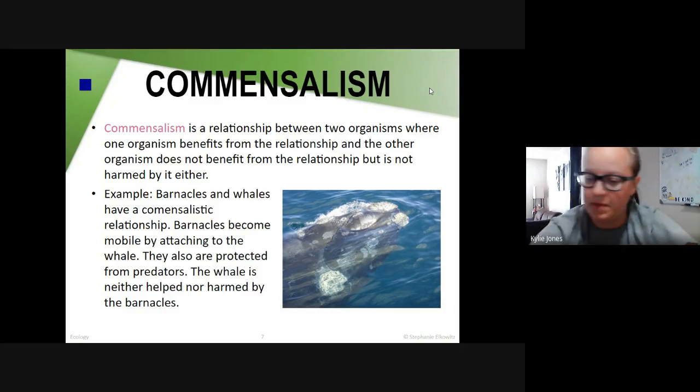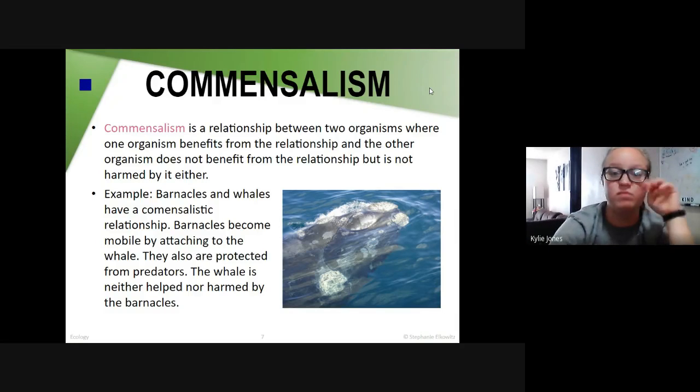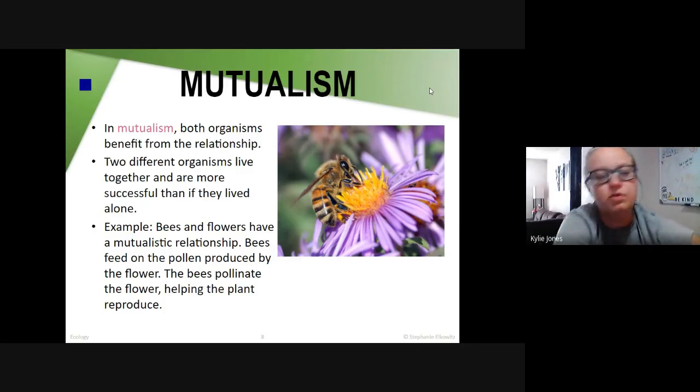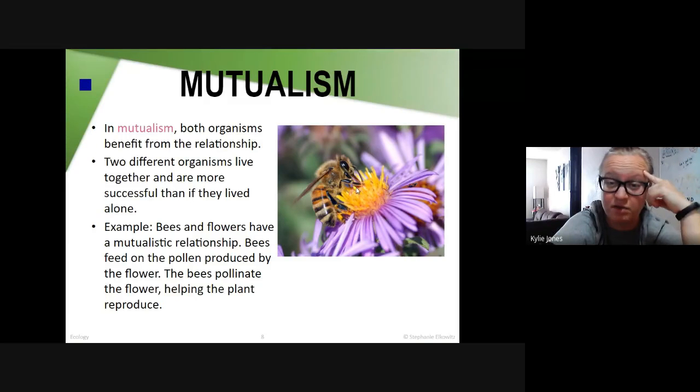All right, I'm going to go on to the next slide. This one we have mutualism. In mutualism, both of the organisms benefit from the relationship, so they both get good things out of it. Two different organisms will live together, and they are more successful than if they lived apart or on their own. A good example of this are bees and flowers. Bees will feed on the pollen that's produced by the flower, and then the bees pollinate the flower, which helps the plant reproduce. So this bee in this picture is getting pollen from the flower.